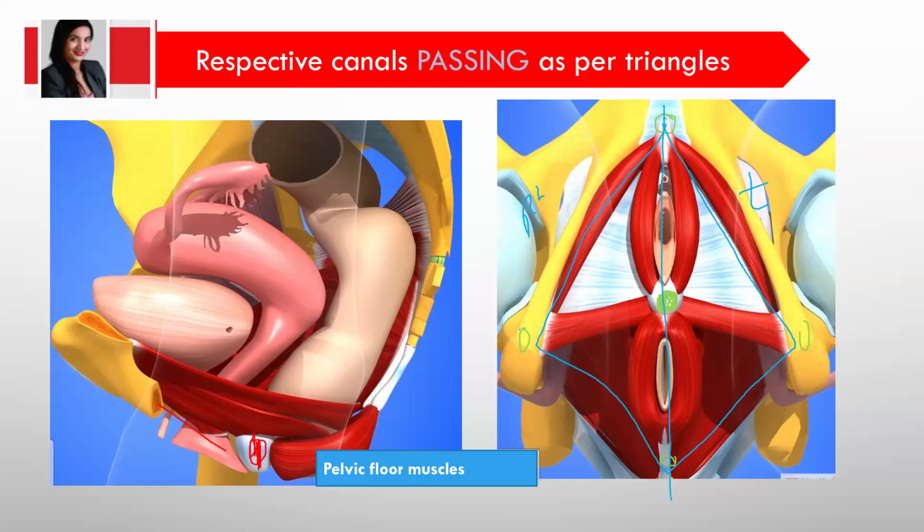Same way, if you draw one straight line from one ischial tuberosity to the other ischial tuberosity, you can also divide this diamond into an anterior part and a posterior part. Anterior means above that.